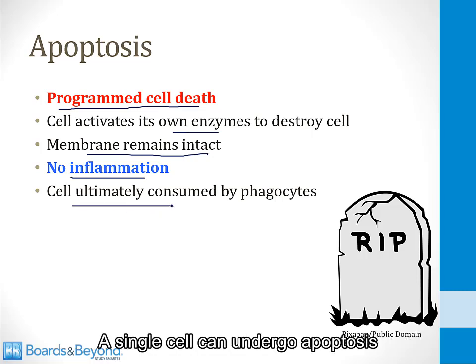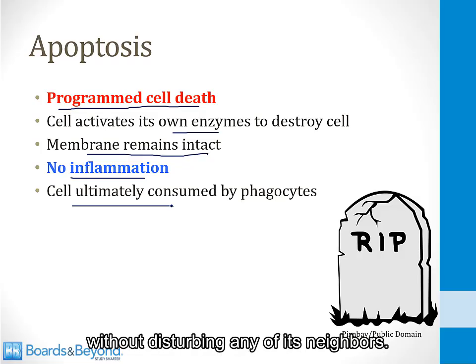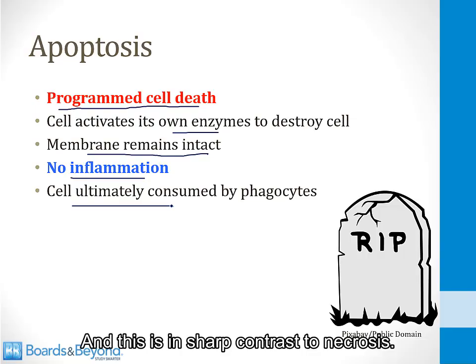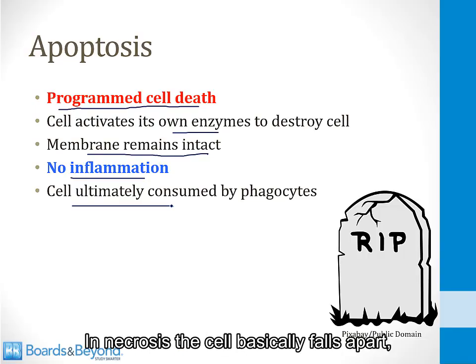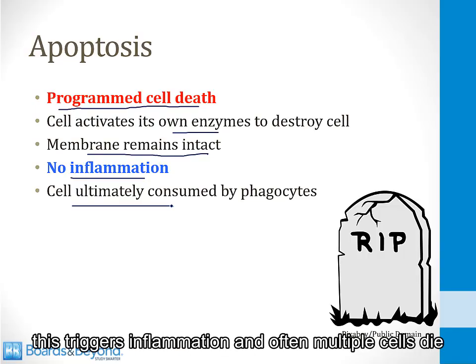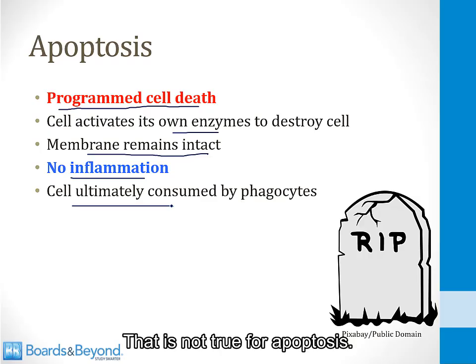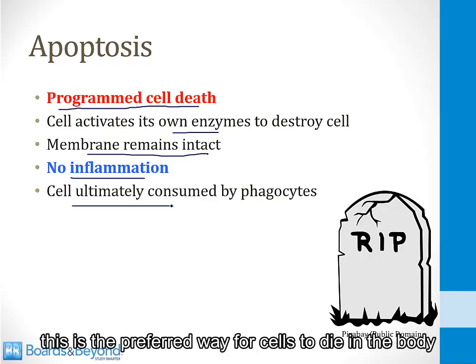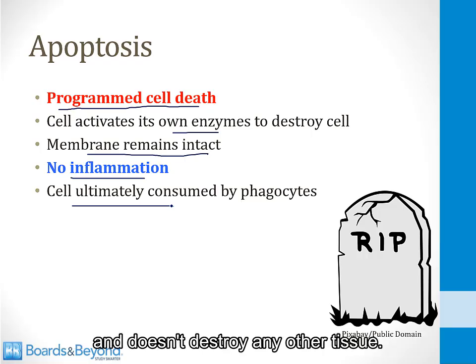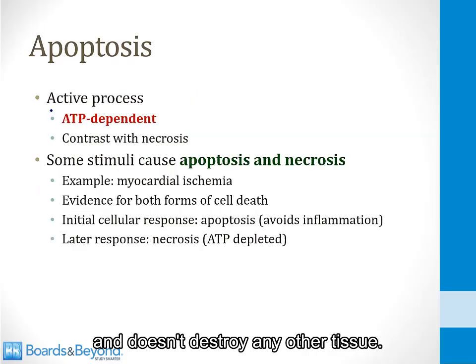A single cell can undergo apoptosis without disturbing any of its neighbors, and this is in sharp contrast to necrosis. In necrosis, the cell basically falls apart. This triggers inflammation, and often multiple cells die at the same time. That is not true for apoptosis, and for that reason, this is the preferred way for cells to die in the body because it's neat and orderly and doesn't destroy any other tissue.